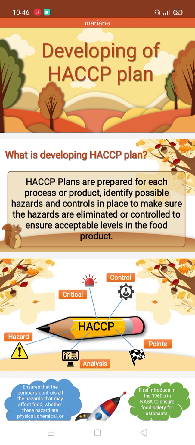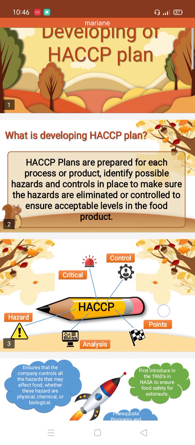So, my topic for today is developing a HACCP plan. What is developing a HACCP plan? HACCP plans are prepared for each process or product to identify possible hazards and the controls in place to make sure the hazards are eliminated or controlled to ensure acceptable levels in the food product.